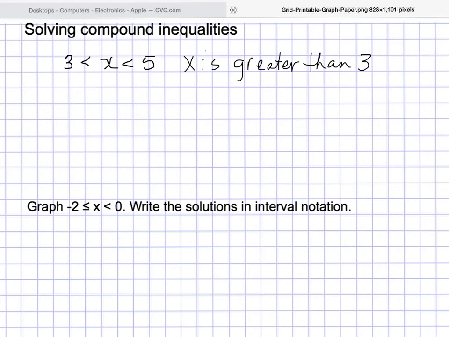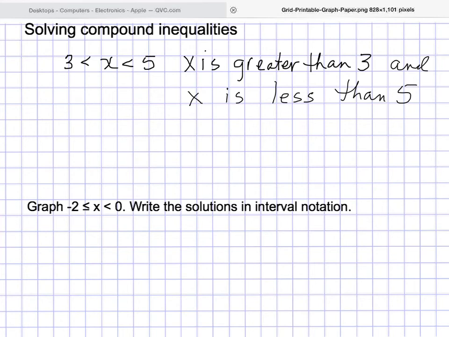Look at the way I'm writing it. Look where x is in relation to 3. If 3 is less than x, that means x is greater than 3. Also, x is less than 5. So one way to read this is x is greater than 3 and x is less than 5.